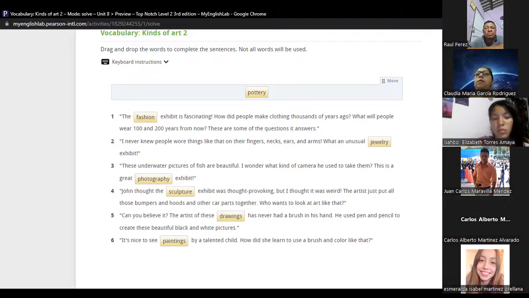Esmeralda, Isabel, come with number six. It's nice to see paintings by a talented child. How did she learn to use a brush and color like that? Thank you so much. Appreciate it a lot.